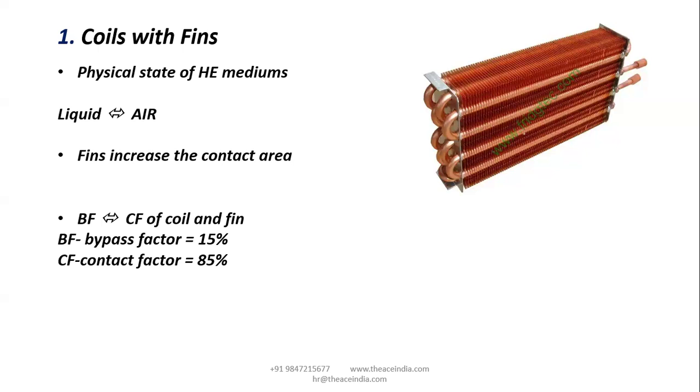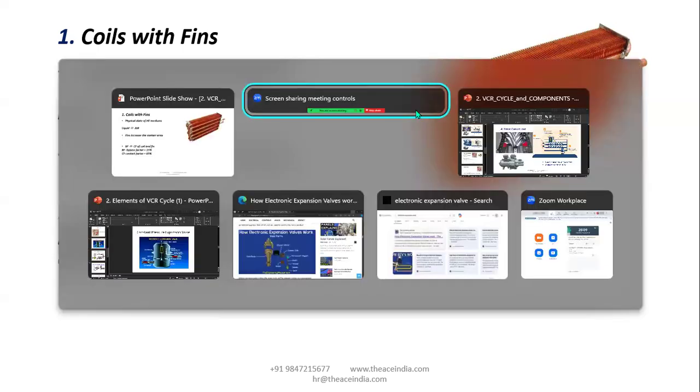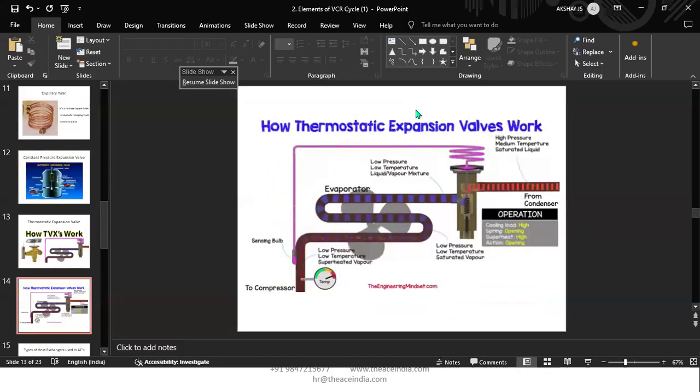Generally, as I mentioned, in 100% airflow, the bypass factor is considered to be 15%, whereas the contact factor is considered to be 85%. Okay, I hope it's clear. Are there any doubts regarding the coil with fin arrangement? And one more thing, the material is mostly either copper or aluminium. That's what is actually used in the market.